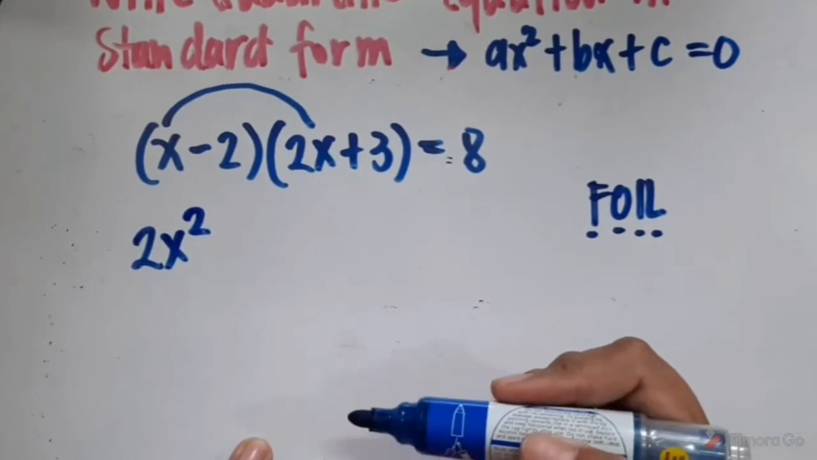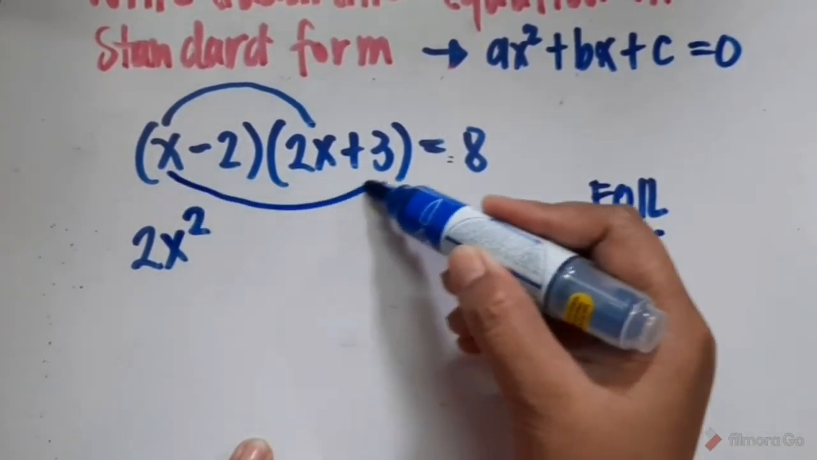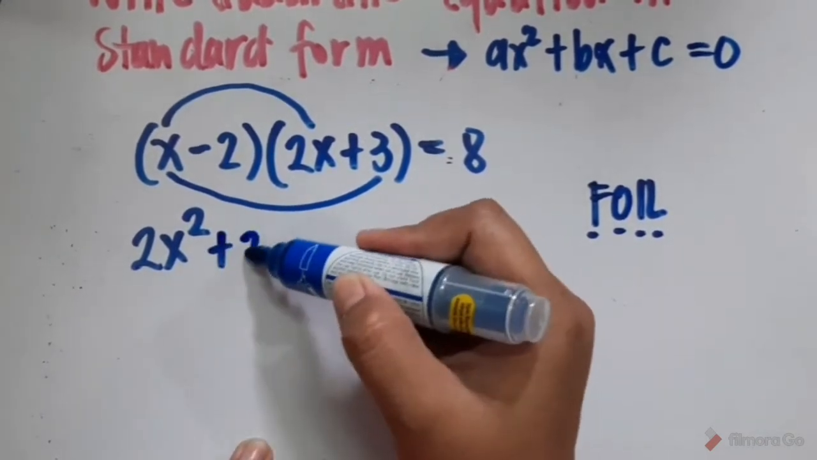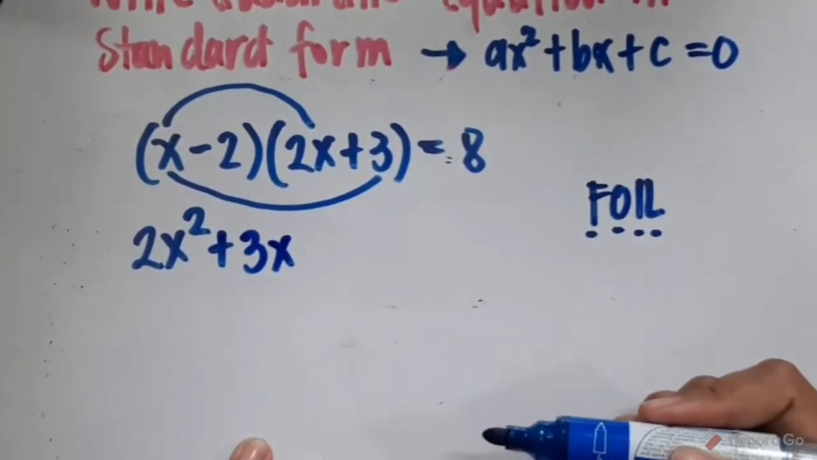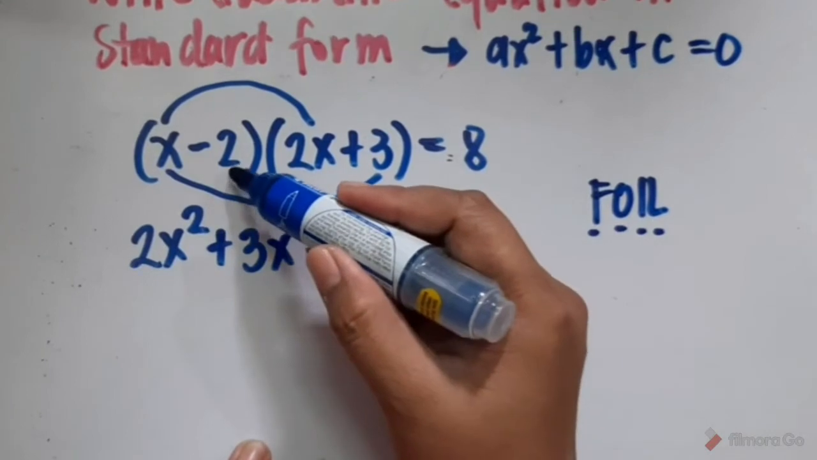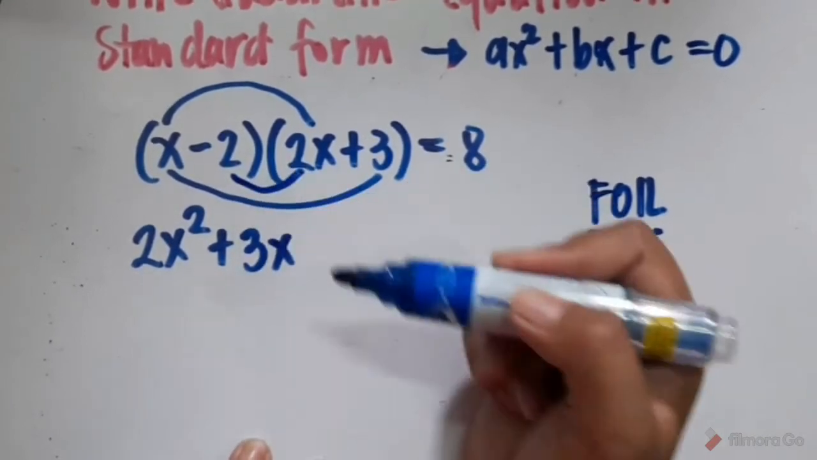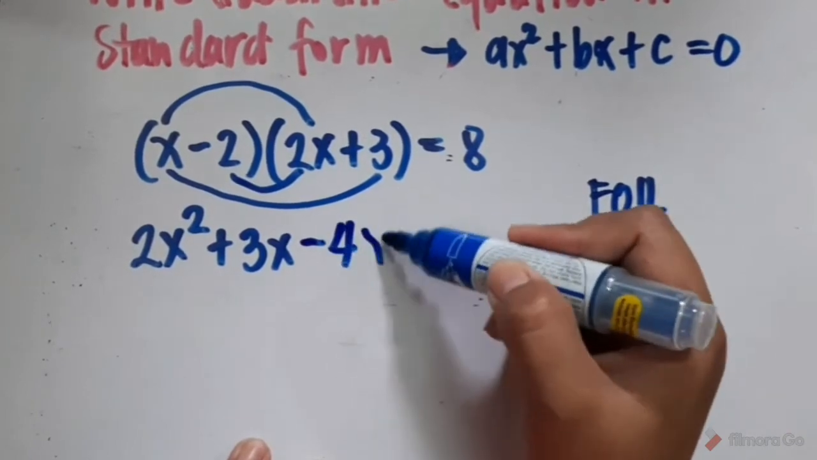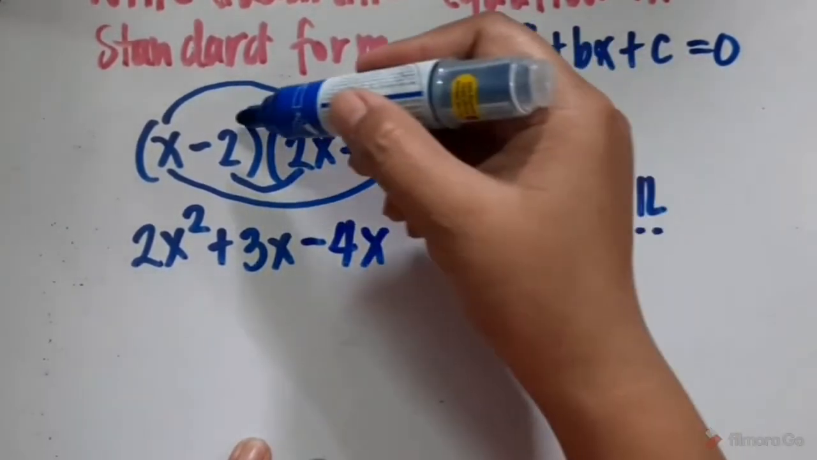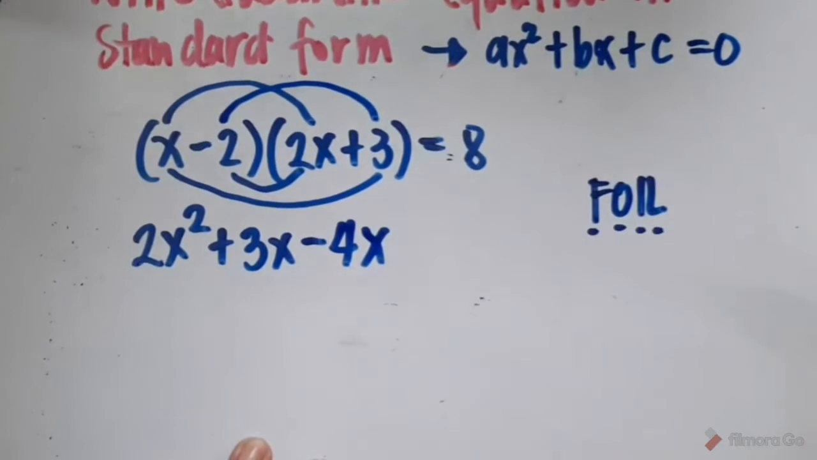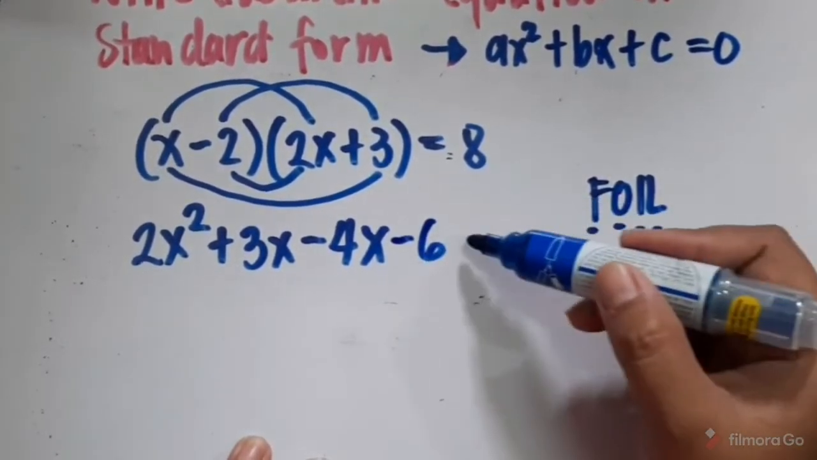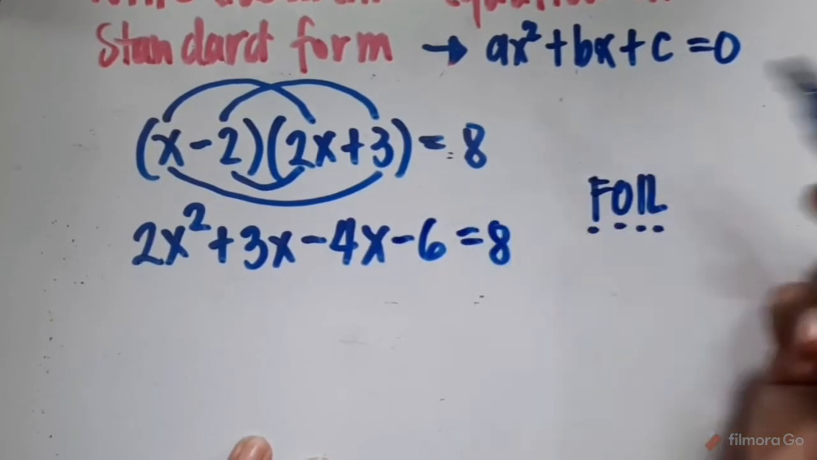Next is outer. x times 3x is equal to positive 3x. Next, we have the inner. Negative 2 times positive 2x is equal to negative 4x. And then the last, negative 2 times positive 3 is negative 6 is equal to 8.